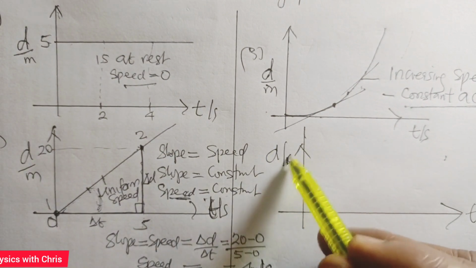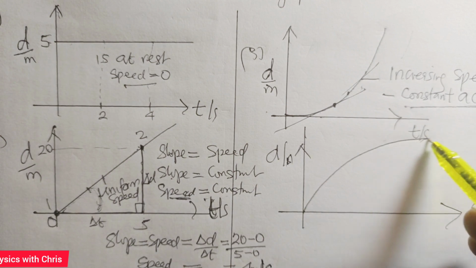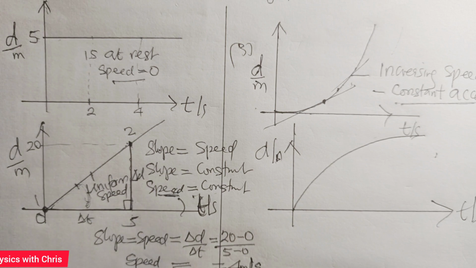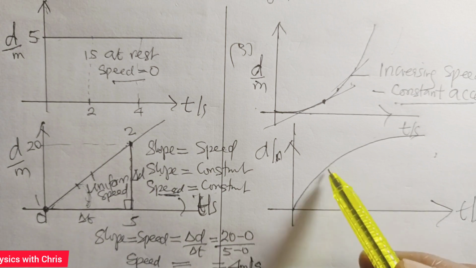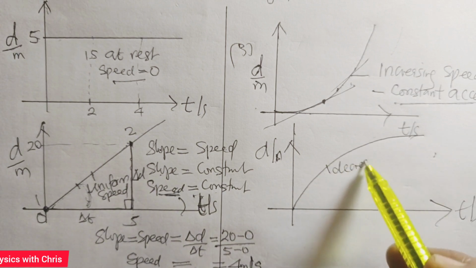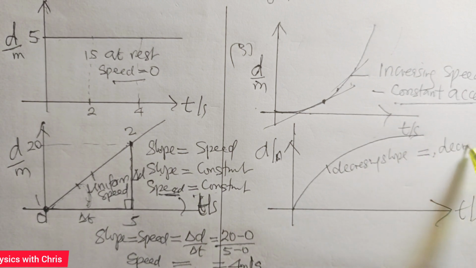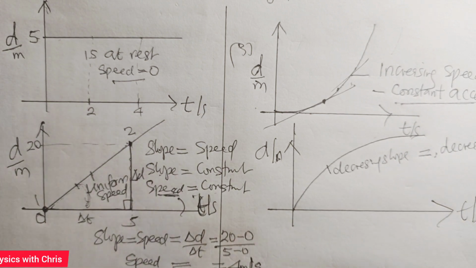How about if I give you a distance time graph that is like this? You can see in this case that the graph is sloping towards the time axis. This is a graph of decreasing slope. Decreasing slope also means a graph of decreasing speed. The slope represents speed. So whatever form the slope assumes, the same applies to the speed. Slope is speed and speed is slope.